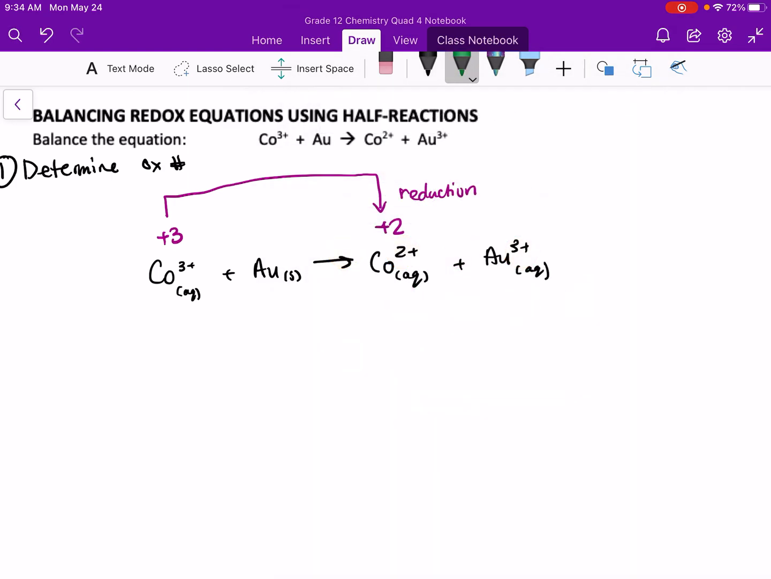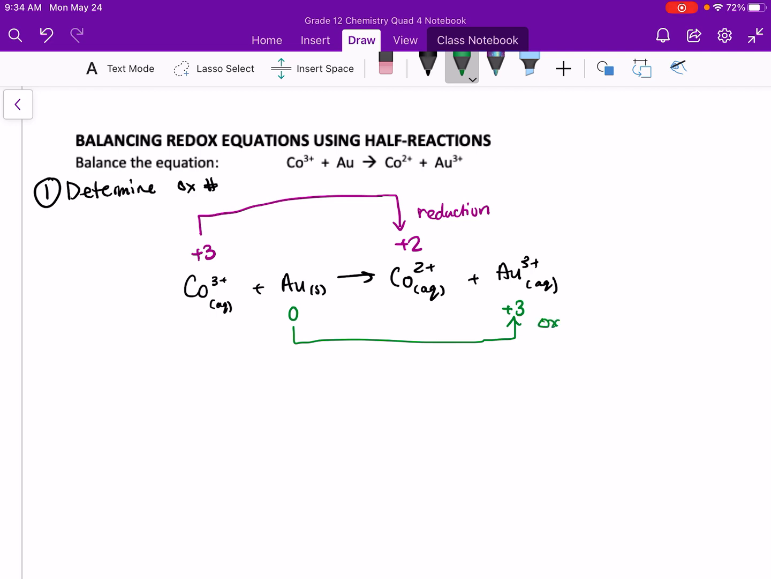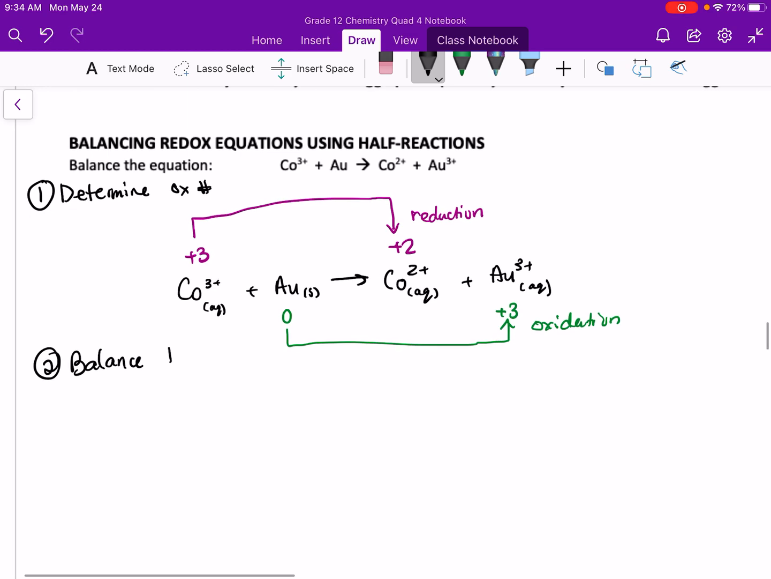We also have gold here, which is changing from an oxidation number of 0 to +3. Here we have oxidation because we have lost 3 electrons to become more positive. We're going to separate these half reactions, and we're going to take step number 2, which is balance the charge.